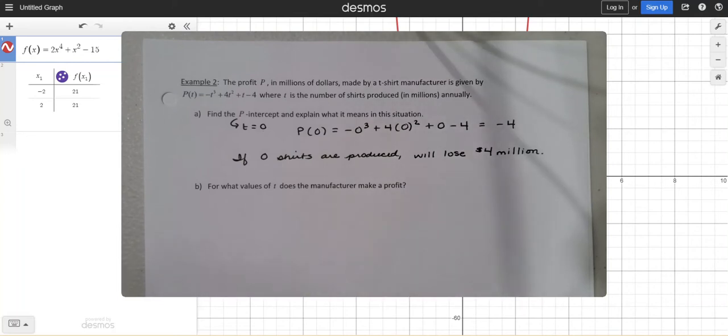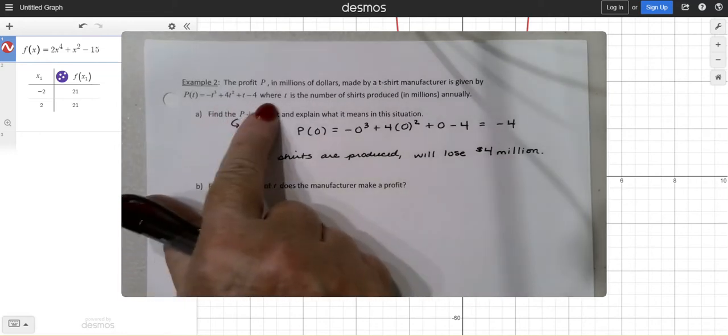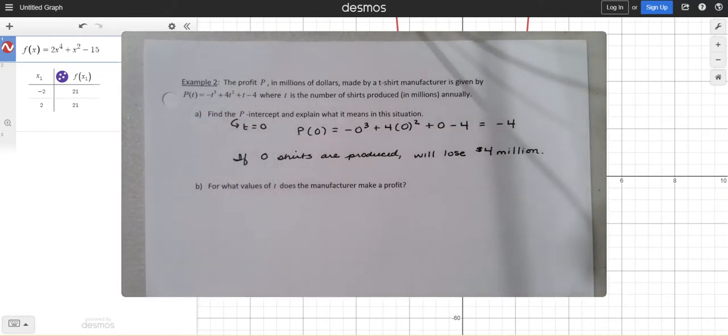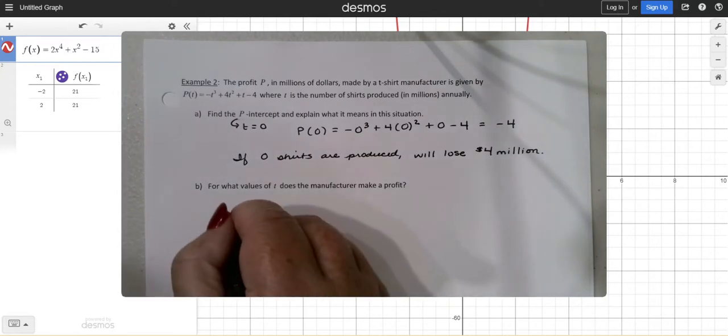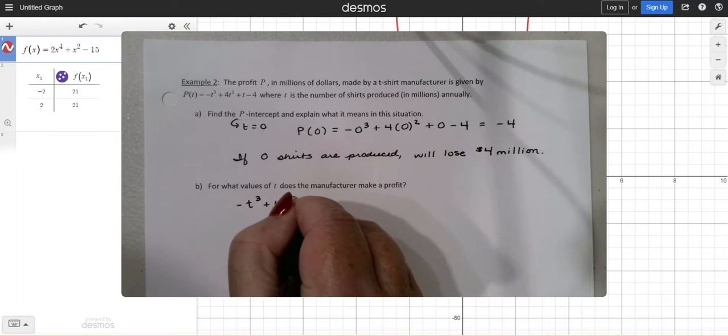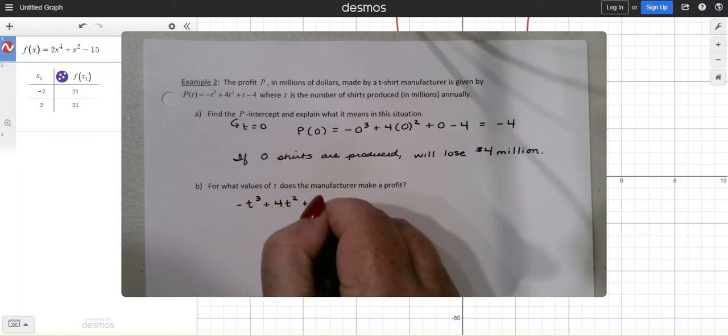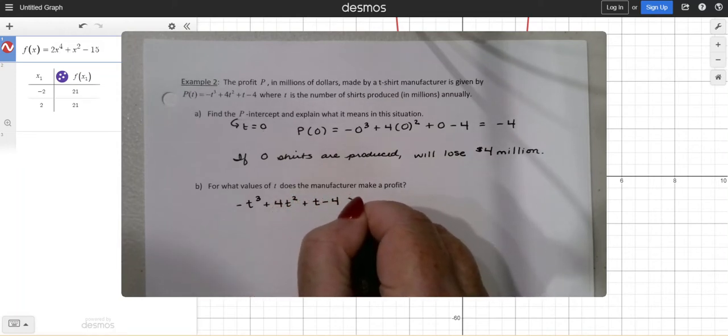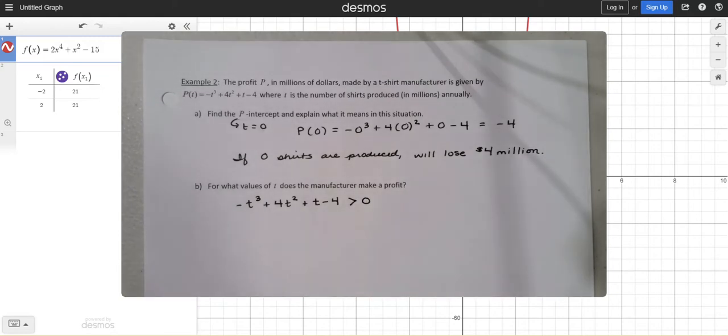All right, the next question is, for what values of t does the manufacturer actually make a profit? So rather than losing money, when is he going to make money? Well, that's the equivalent of saying, when is this profit equation greater than 0? So I'd like to know, when is negative t cubed plus 4t squared plus t minus 4 positive? Where do I have a positive profit?